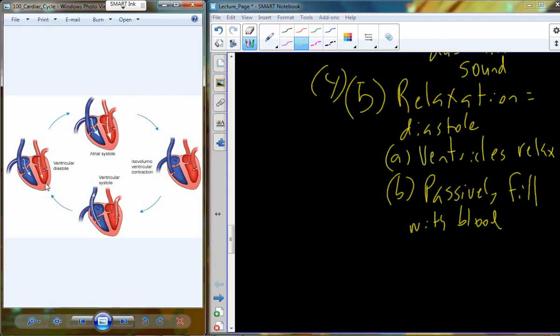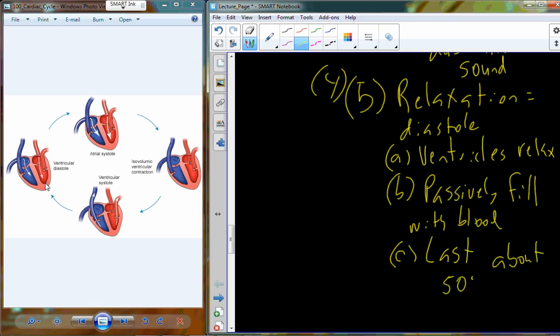Then we're going to move into atrial systole, where the atria contract, squeezing more blood in. So passive filling leads towards more of an active filling to load up the ventricle with as much blood as possible. When you look at the ventricular diastole in the heart, that period lasts about 50% of the cycle. And then blood will fill up, the atria contract, squirting more blood in there.